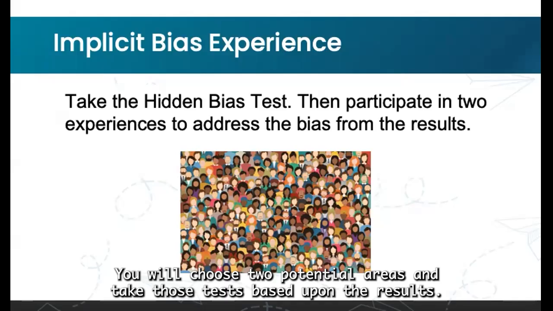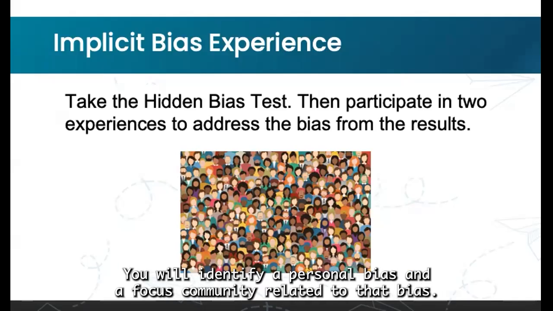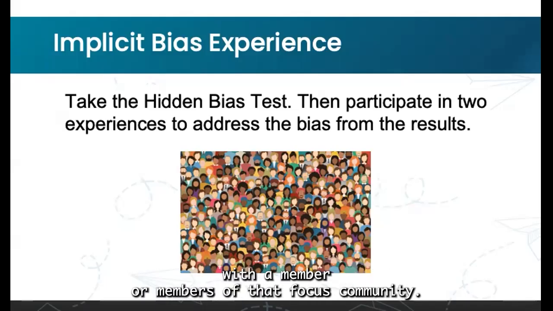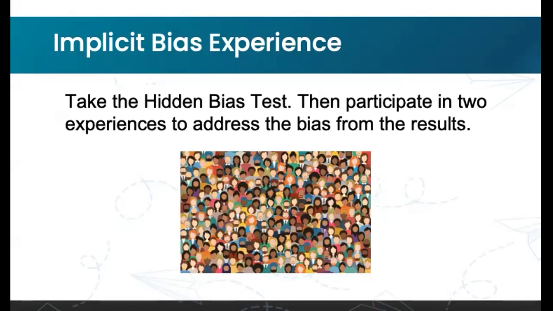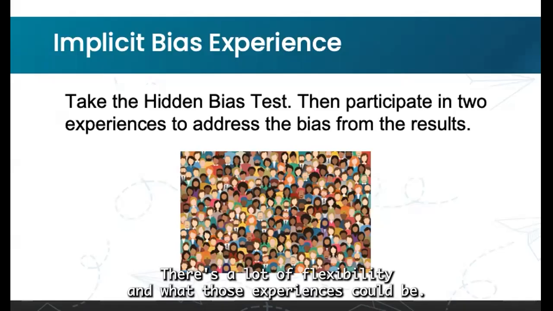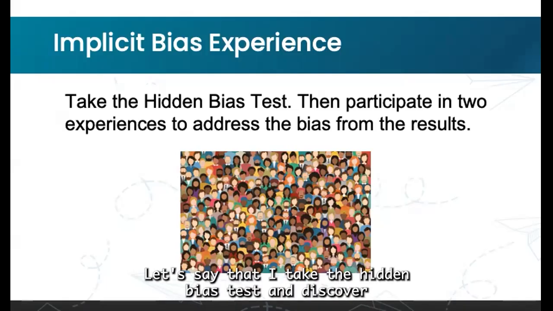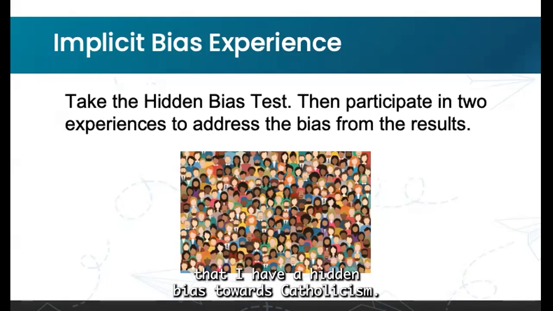Based upon the results, you will identify a personal bias and a focus community related to that bias. Then you'll design two experiences where you'll interact with a member or members of that focus community. There's a lot of flexibility in what those experiences could be, so let me give you an example. Let's say that I take the hidden bias test and discover that I have a hidden bias towards Catholicism. The Catholic community will become my focus community.